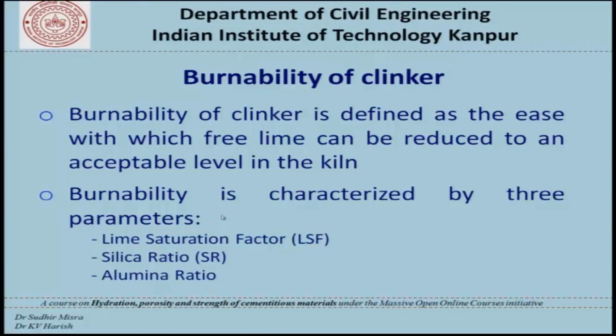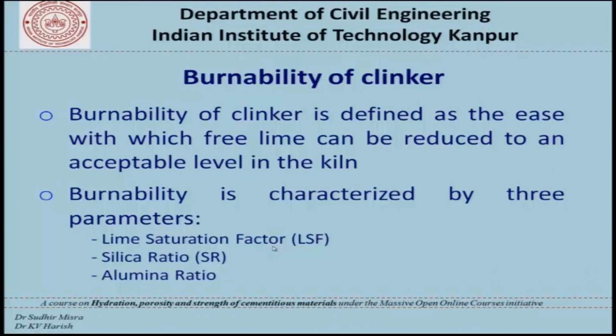Now the second part is burnability, and burnability of clinker is defined as the ease with which free lime can be reduced to an acceptable level in the kiln. So again, just to remind you, the free lime in Portland cement is limited to 0.8%, primarily because we want lime to be properly burnt in the kiln. So, burnability is characterized by 3 parameters, very important from the cement production standpoint.